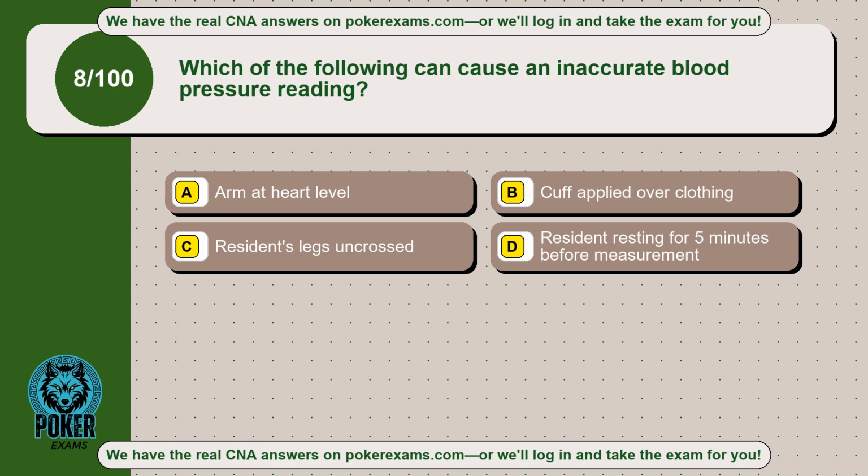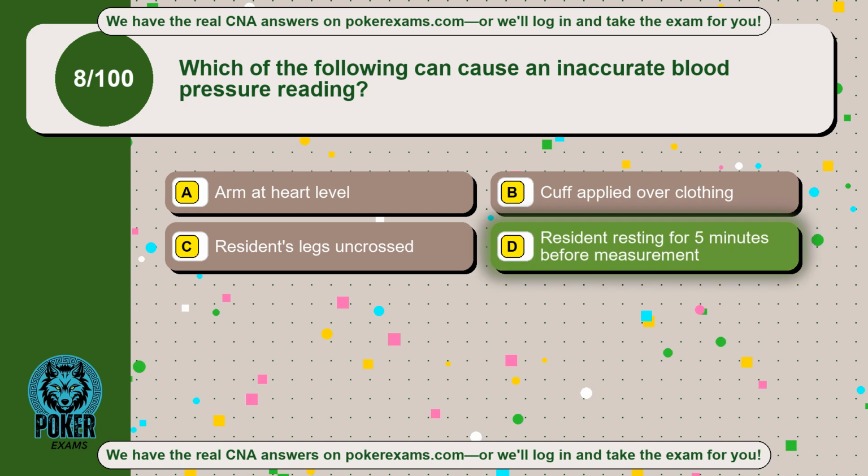Question 8. Which of the following can cause an inaccurate blood pressure reading? Option A. Arm at heart level. Option B. Cuff applied over clothing. Option C. Resident's legs uncrossed. Option D. Resident resting for 5 minutes before measurement.